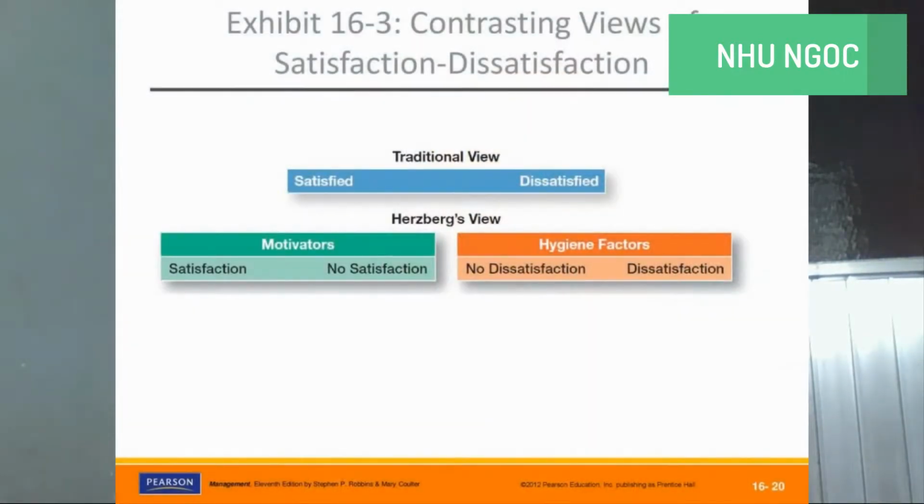He concluded that the replies people gave when they feel good about their jobs were significantly different from the replies they gave when they feel badly. As shown in Exhibit 16.3, Herzberg proposed that a dual continuum existed. The opposite of satisfaction is no satisfaction, and the opposite of dissatisfaction is no dissatisfaction.